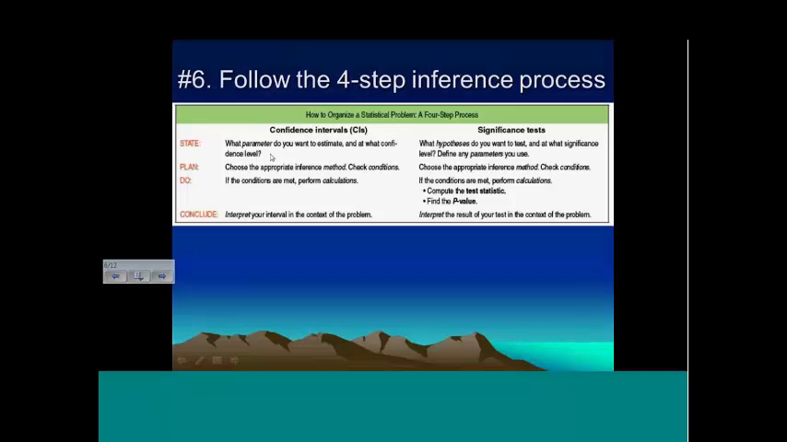The confidence interval side is a little bit easier because there are no hypotheses. So we're just thinking about what we're going to estimate and at what confidence level. So a clear statement of the parameter really helps students get a good contextual conclusion at the end of the problem. The plan step is the same as I mentioned before, and the calculations are the same as I mentioned before. You can use stat tests or stat intervals, depending on the calculator, to do the do step, but the risk is it's an all or nothing proposition.